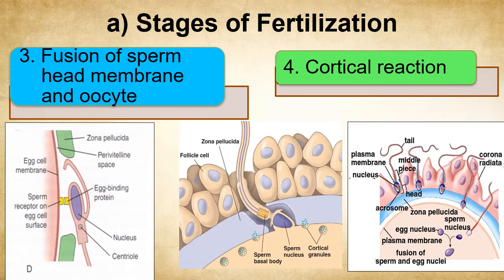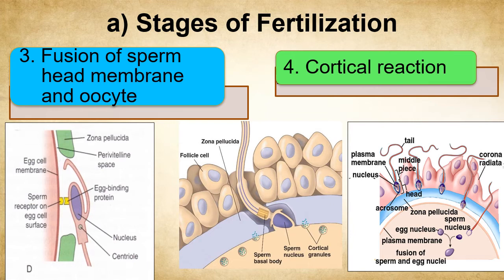These next diagrams show the process of fusion of the sperm head membrane and oocyte membrane, and the final stage of fertilization, the cortical reaction. When the sperm's head reaches the plasma membrane of the egg or oocyte, the specific membrane protein on the sperm binds to the receptor on the egg cell membrane. The two membranes fused. The sperm nucleus enters the cytoplasm of the egg and triggers the cortical reaction.